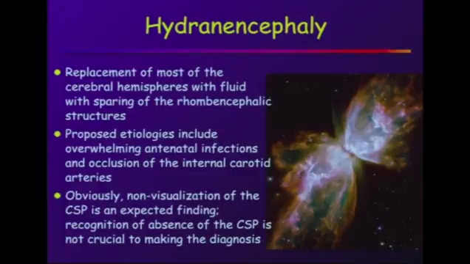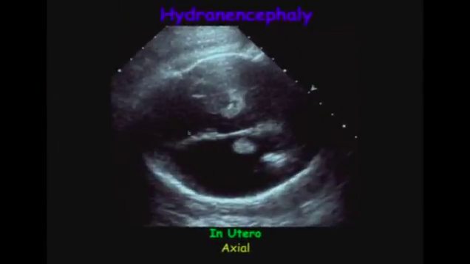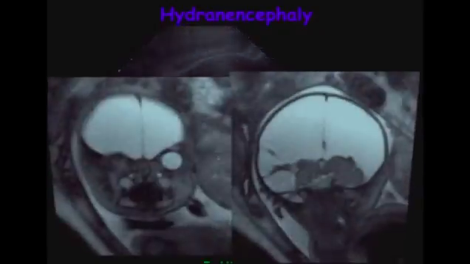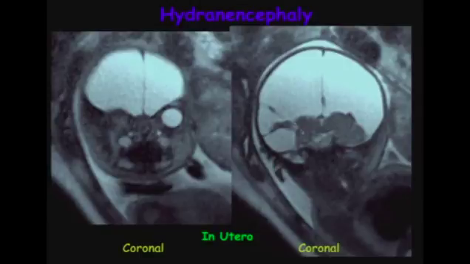Obviously, non-visualization of the CSP is an expected finding, so we're not going to require that. But notice that we have midline structures, so this is not a lobar holoprosencephaly. We have a little bit of brain in the temporal lobes because you have collateral circulation from the vertebrobasilar circulation right there, but basically nothing above that. But we still have separation, so this is not a lobar.